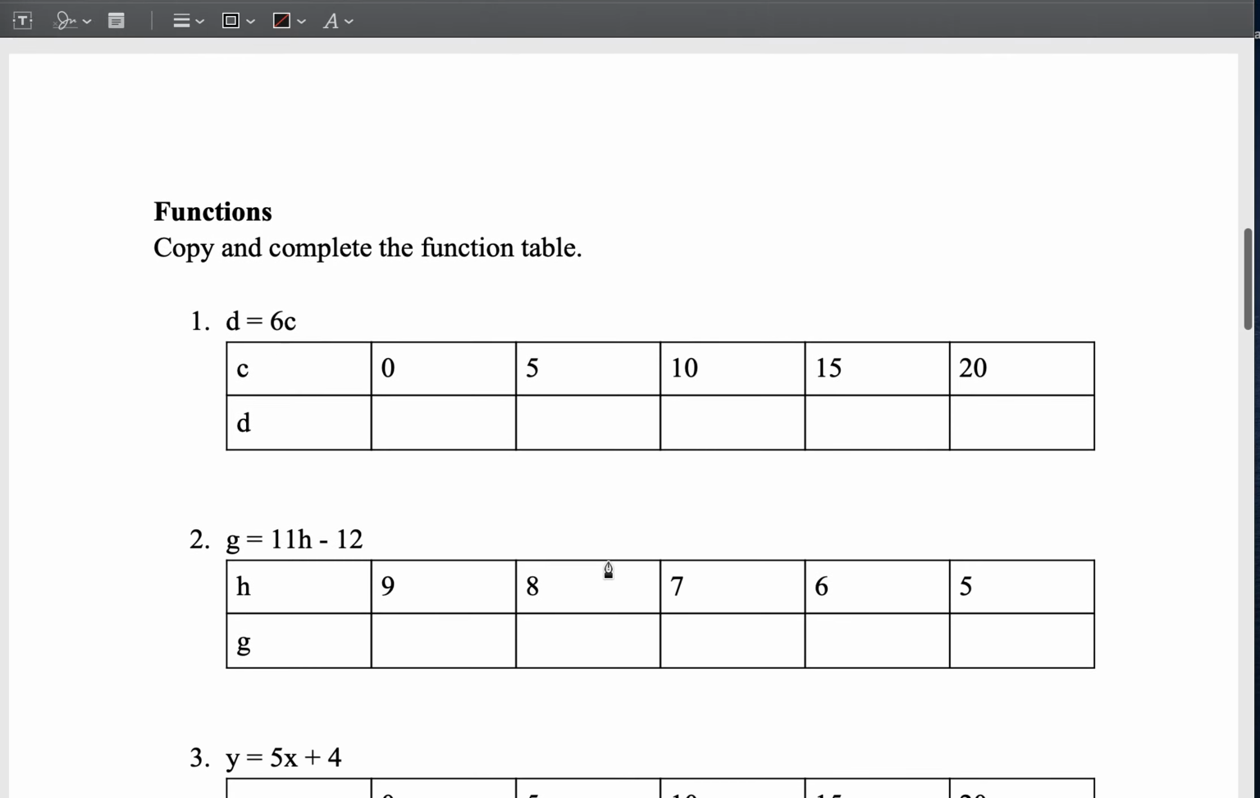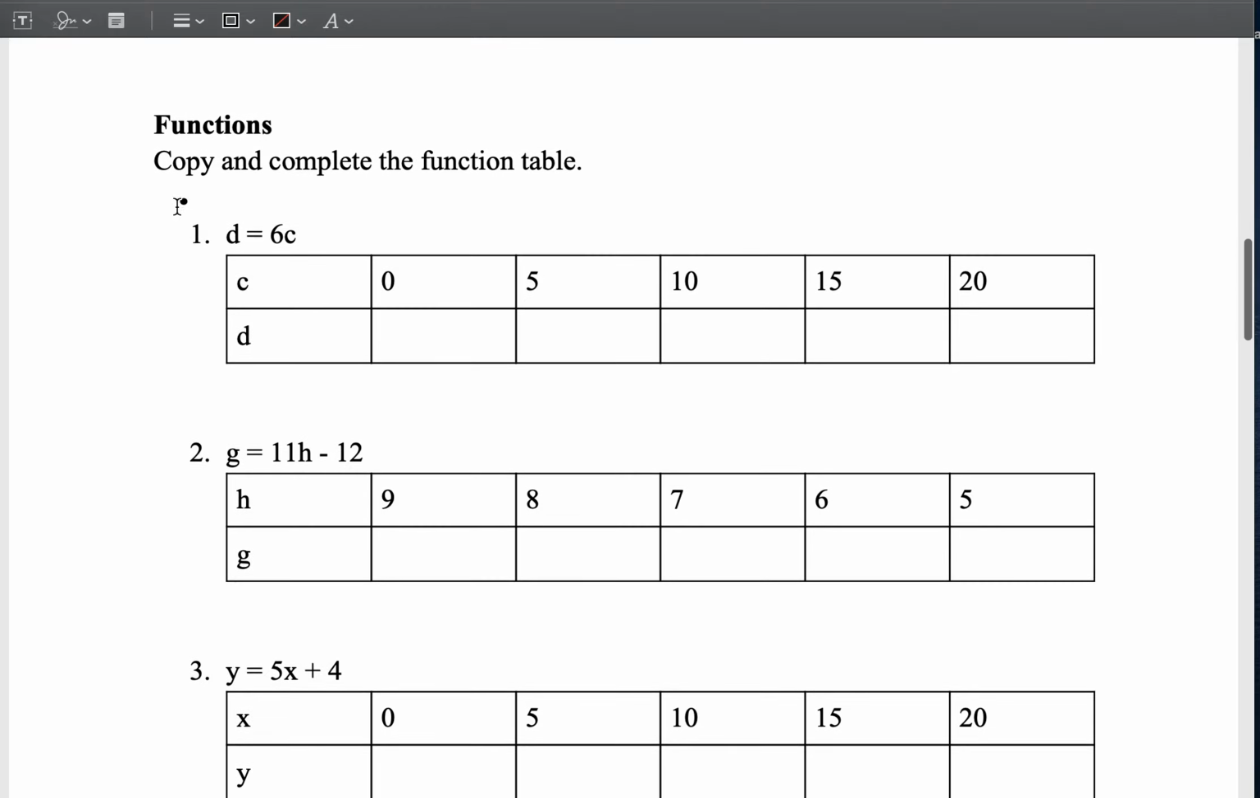Now we're going to be doing functions. It says copy and complete the function table. So if we do the first question, D equals 6C. So if we put in 0 for C, what would D be? So for the first one, D equals 6 times 0. And if you guys know your multiplication table, we know that anything times 0 is 0. So the answer to this question is 0.